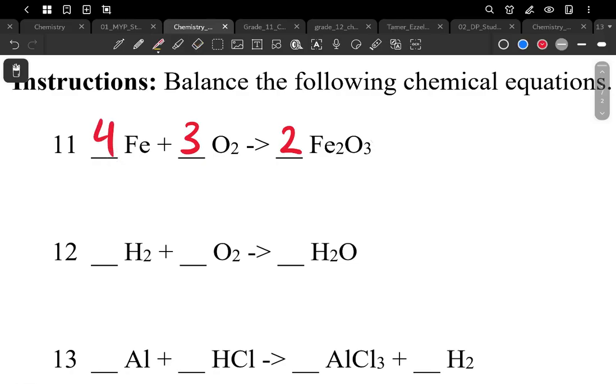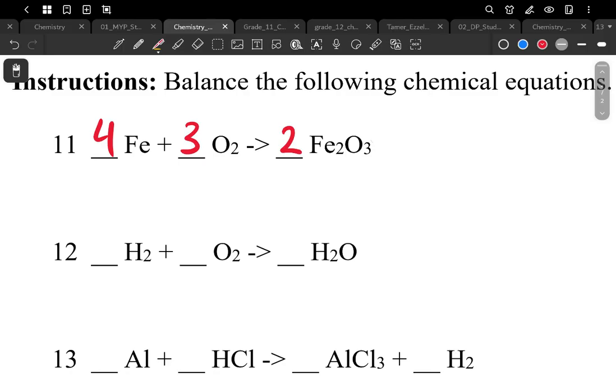Okay, so guys, my advice in any exam or any test, in balancing chemical equations, if you have a question, you should always use a pencil.